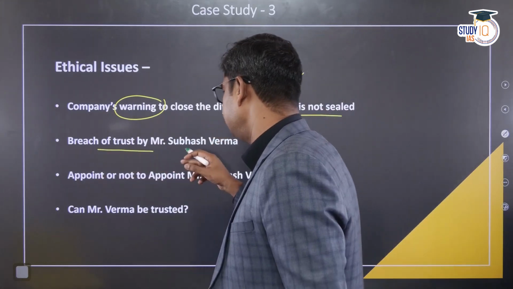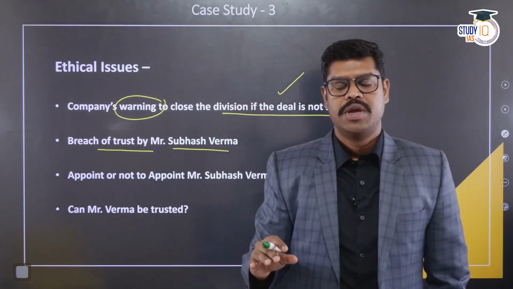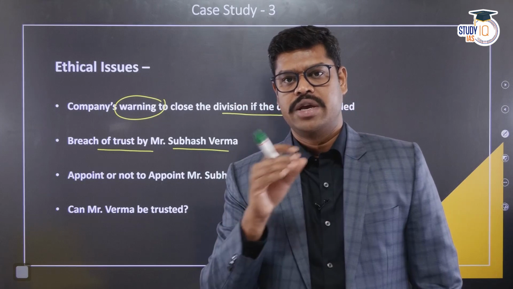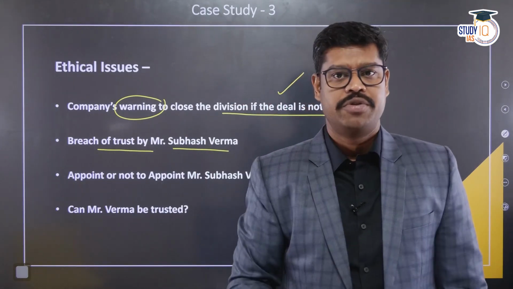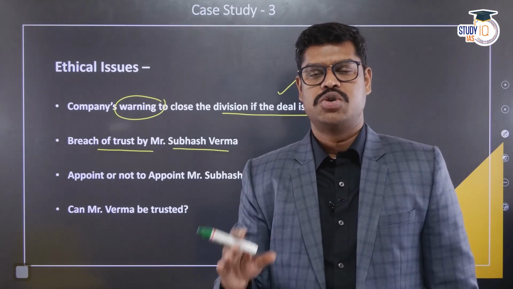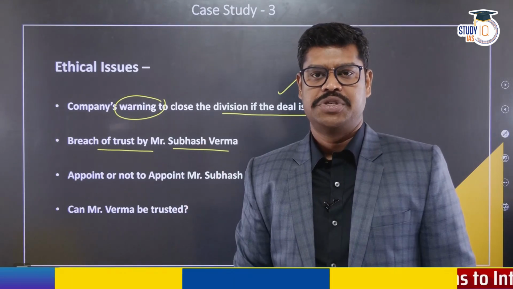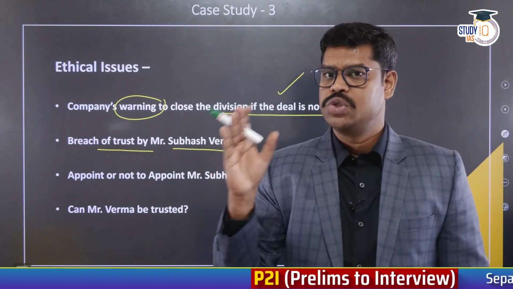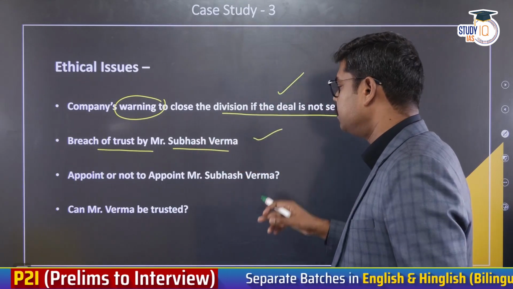Breach of trust by Mr. Subhash Verma. So, definitely it is a clear-cut wrong thing that Mr. Subhash Verma, for the sake of a job, is trying to offer very sensitive information. He is trying to offer the insider information of his company to another company. So, very, very unethical. He is not only breaching the code of conduct by giving this insider information, but he is also doing an act which is very unethical in nature. So, that is very clear. So, that is again an ethical issue.